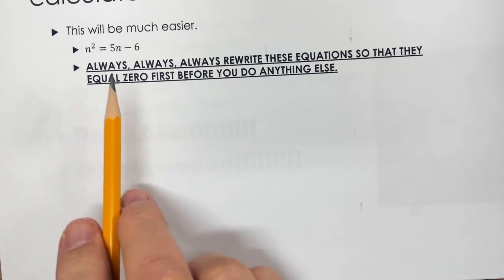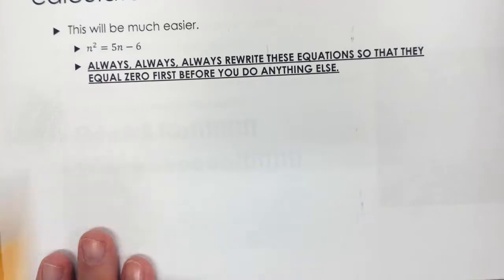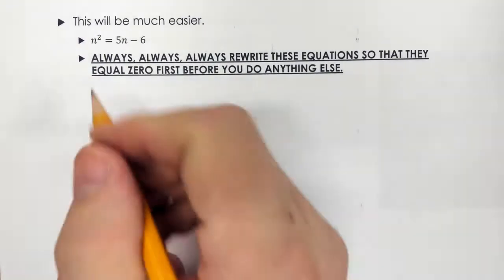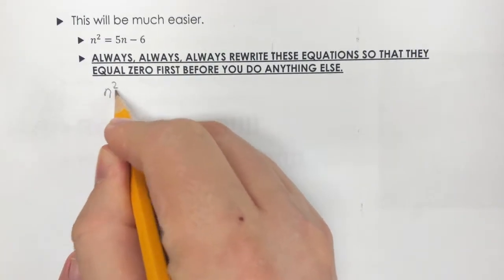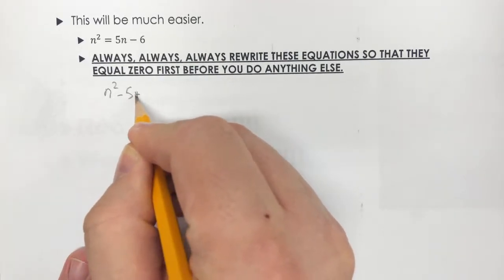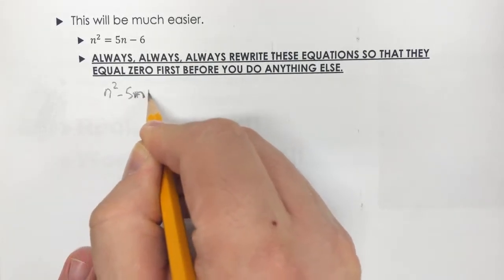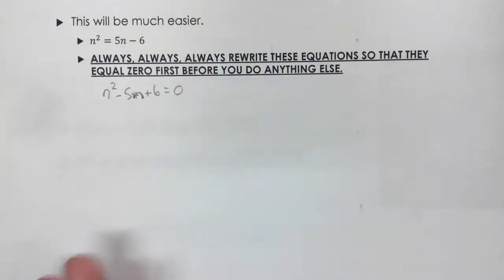Now I'm going to make your life easier by doing it in the calculator. This is going to be super easy. You're going to love it, and this will work for anything that you're trying to factor that is factorable. Again, remember, you always, always, always need to write these equations so that they're equal to 0 first. So remember, before we did n squared minus 5n plus 6 equals 0.